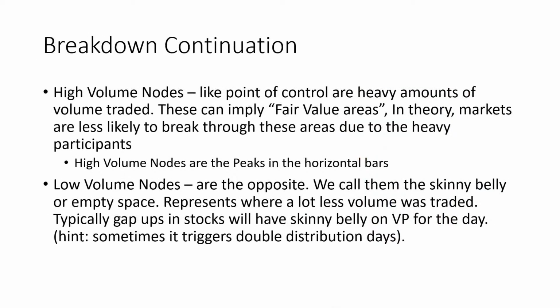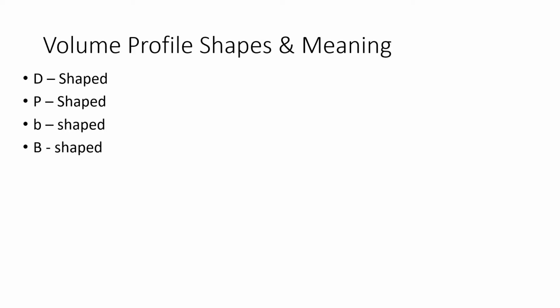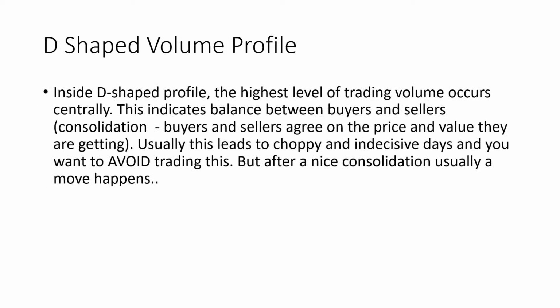Okay, so this is where we mentioned the high volume nodes and the low volume nodes. So we kind of covered it there. And then we covered the volume profile shapes and the meaning. So you have the D shape, uppercase B, P, B, and the double distribution, which is your B shaped here. Inside, so if it's D shaped, this is basically your inside day.